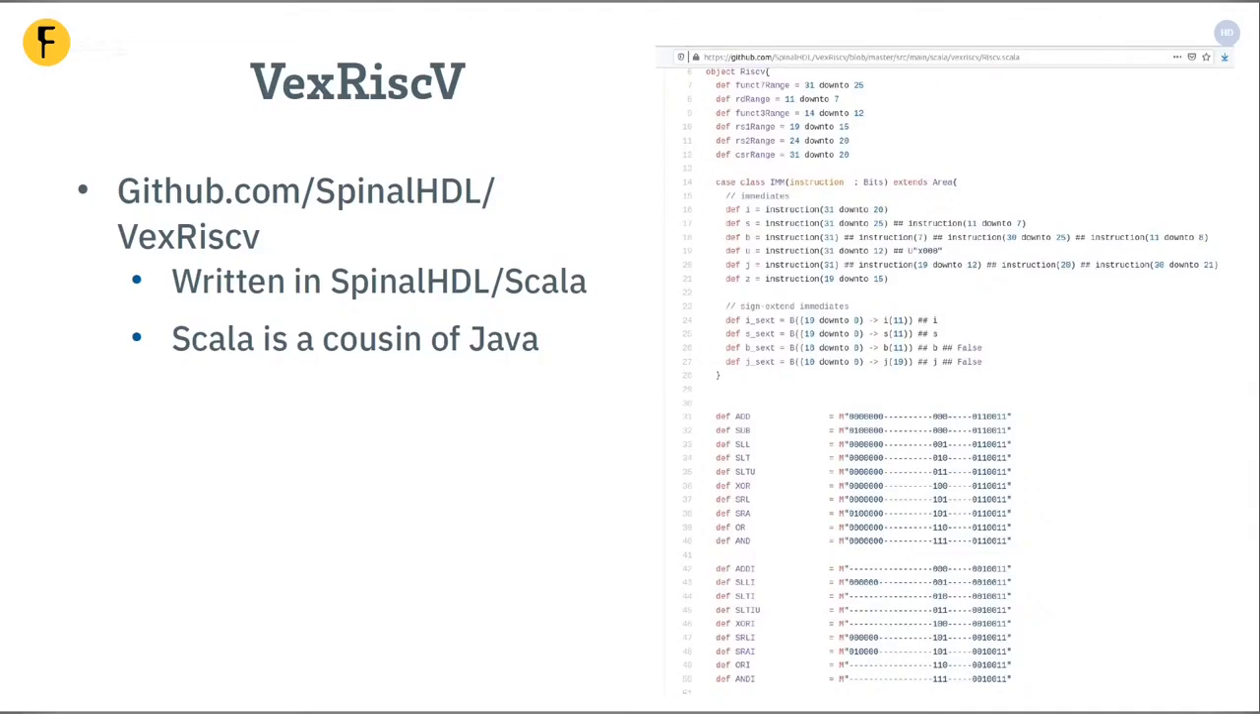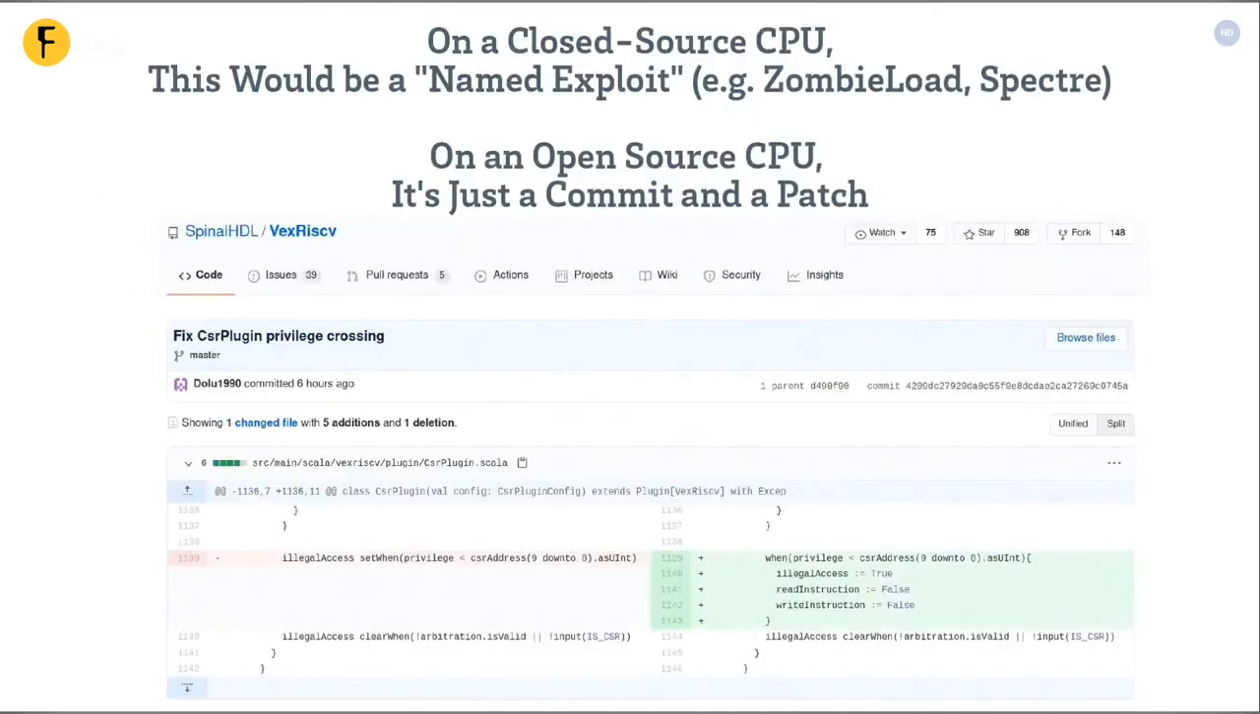Also, really important to note, this just happened recently. The maintainer of the project dropped me an email: oh, by the way, we found this problem with a privilege crossing in one of the control status register plugins. If this were a closed-source CPU and this was found in the wild after shipping, it would be a named exploit, like ZombieLoad or Spectre. It'd be one of those things that you would read about on the tech news.